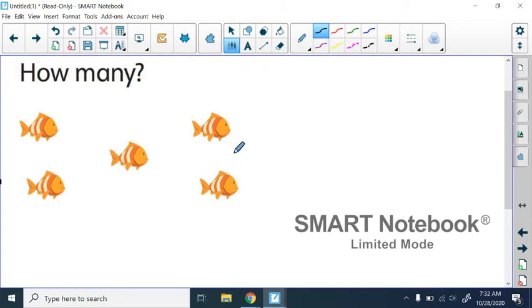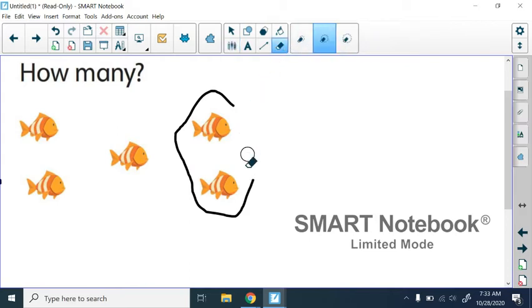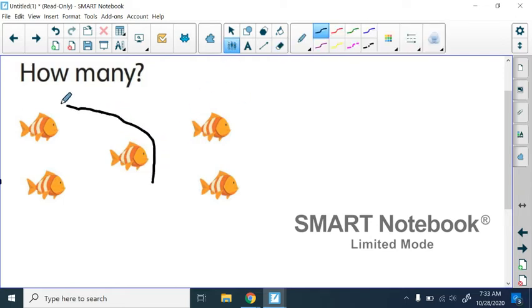Nice job. Now I'm going to circle some fish. Without counting, how many fish did I circle? Yes, I circled 2 fish. Let's try another one. Without counting this time, how many fish did I circle? Yes, I circled 3 fish that time.